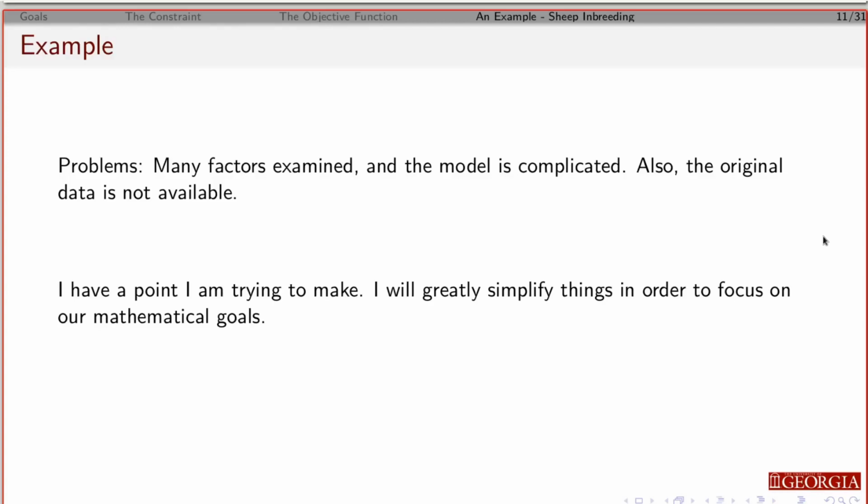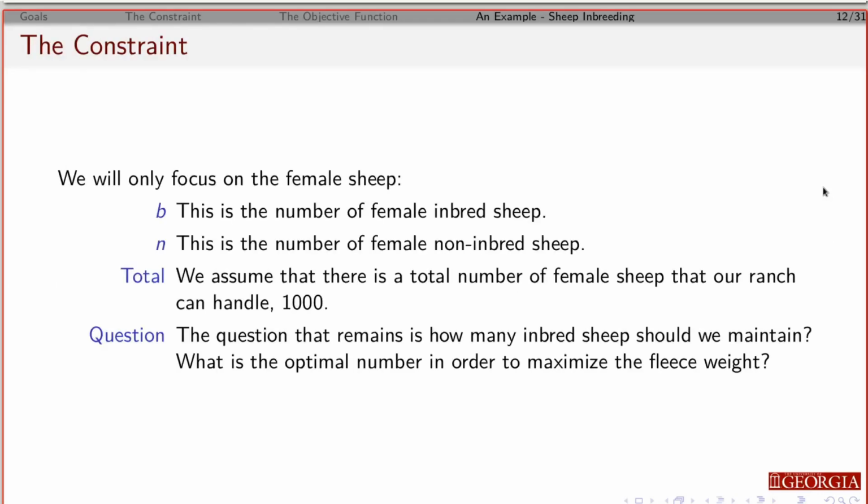So let's look at a smaller problem, and then I'll let you build up as we go forward in your life. So I'm going to break this down. So I'm not going to look at male sheep. I'm only going to look at female sheep. The author looked at the level of inbreeding. I'm just going to say they're either inbred or they're not. So the number of sheep that are inbred, I'm going to call this B.